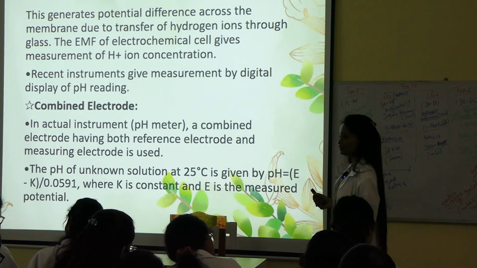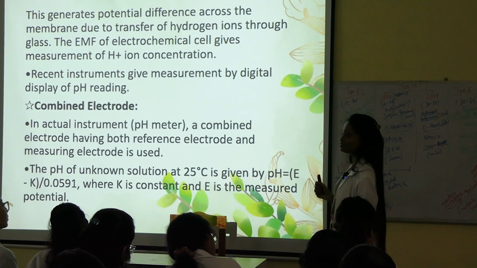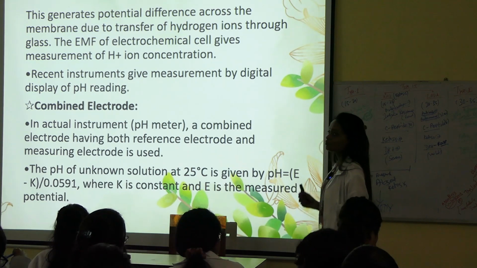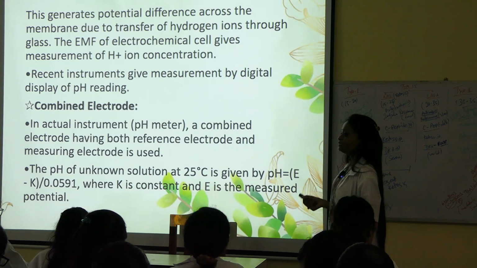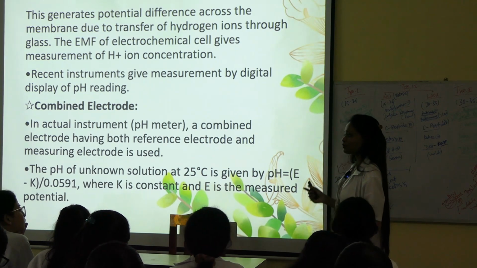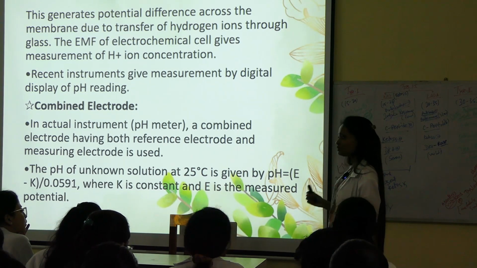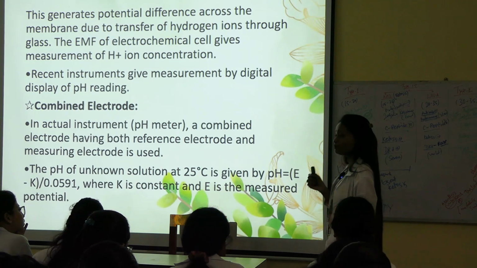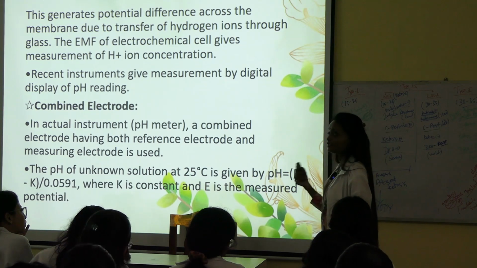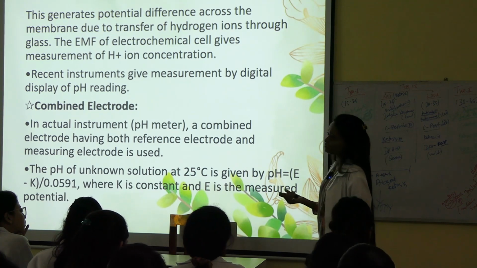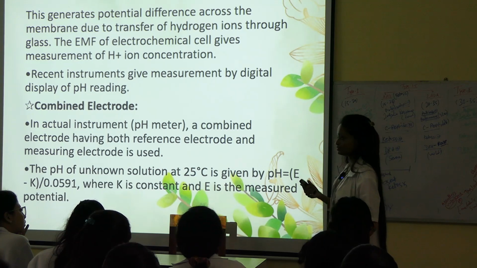If a solution has more hydrogen ions, the solution will be acidic. When temperature increases, there will be more dissociation of the solution. Yes, so there will be more H plus ions. So when the temperature increases, pH decreases. Similarly, when the temperature decreases, pH increases.